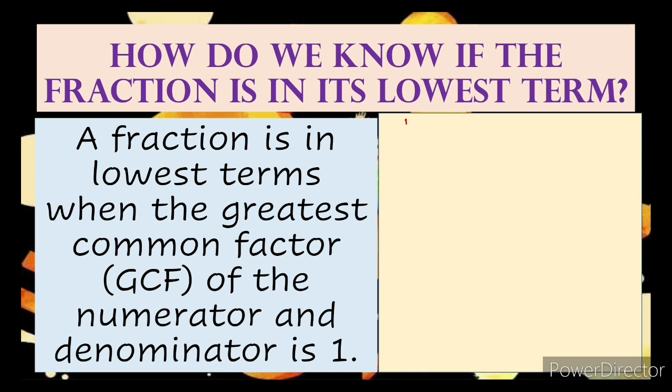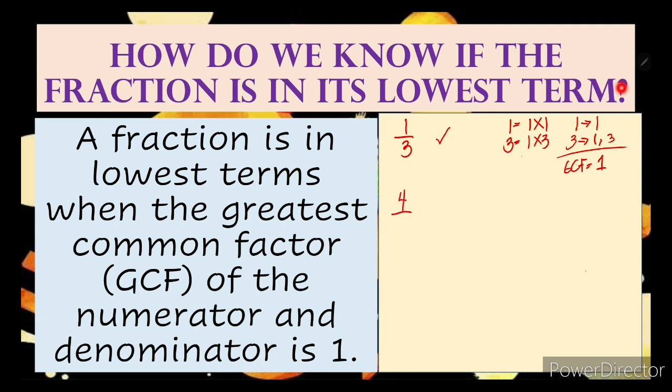Halimbawa, 1/3. Okay, ano nga ba ulit yung factors ni 1? So, ang factors ni 1 is 1 times 1. Pag sinulat natin, 1 lang siya. Then 3, ang factors ni 3 ay 1 times 3. So, sulat natin 1, 3. So, our greatest common factor is 1. So, therefore, 1/3 is in its lowest term.